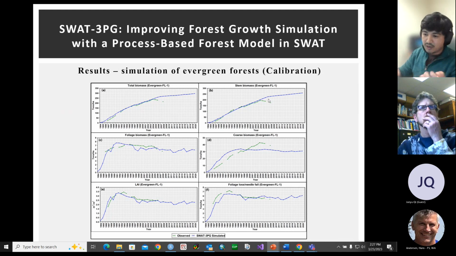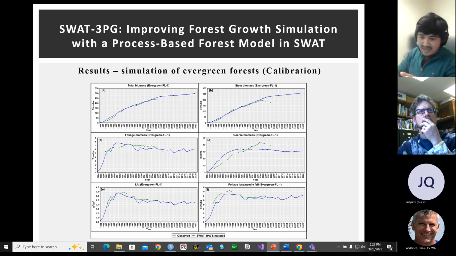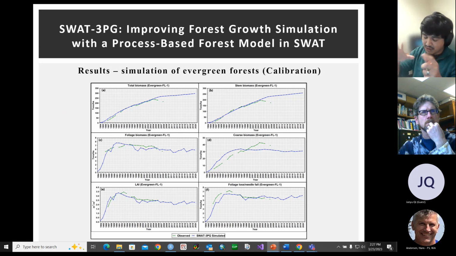So we were able to capture that trend as well, right? So this is the calibration side. After calibration, we just used the calibrated forest parameters. The only parameters that we used were these forest parameters, and then we applied them at the validation sites, at the other 2 sites, and then just evaluated how the model performed, right?